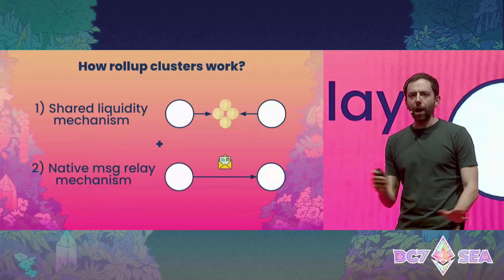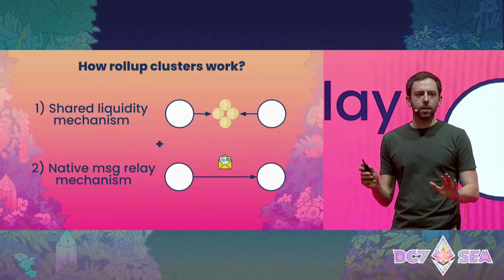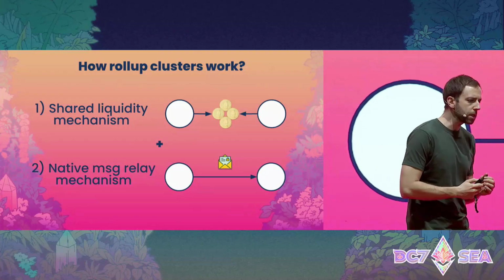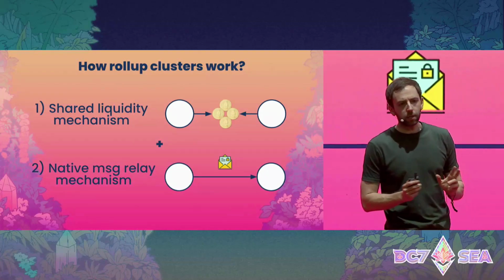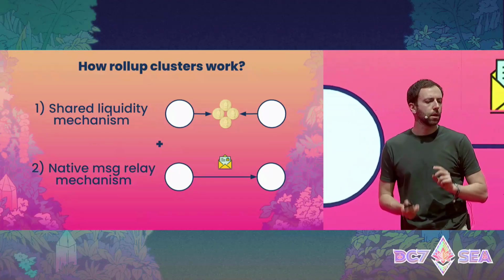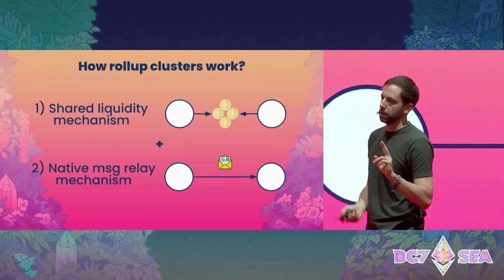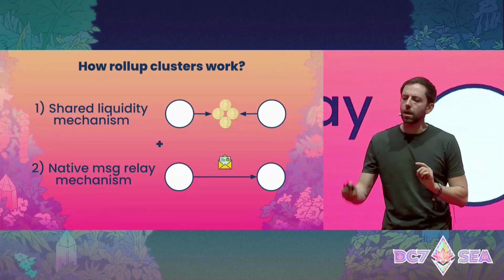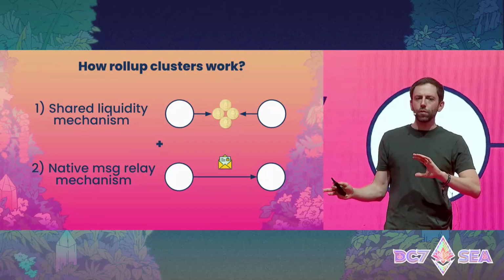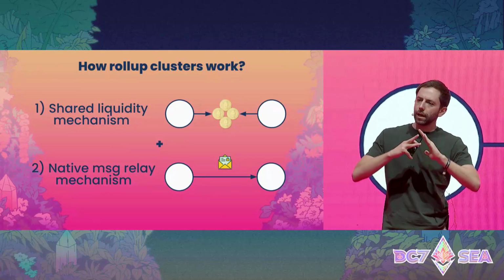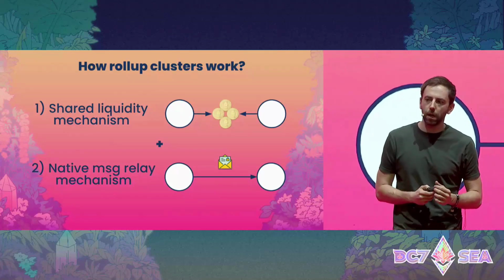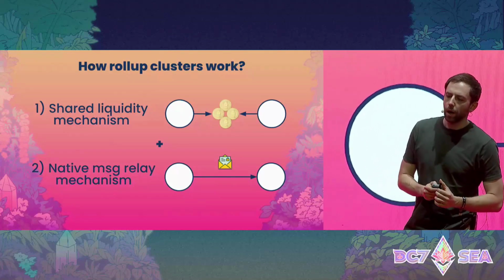So what is the stage of current maturity of clusters and what we can do there, and how to enable this? Now I would argue that a cluster, an interop rollup cluster, is defined by two key mechanisms. You need both of these mechanisms. The one is shared liquidity, and the other is native message relay. If you only have one and not the other, you will not get the full user experience that I was describing that we need to get to the Appchain-centric world.